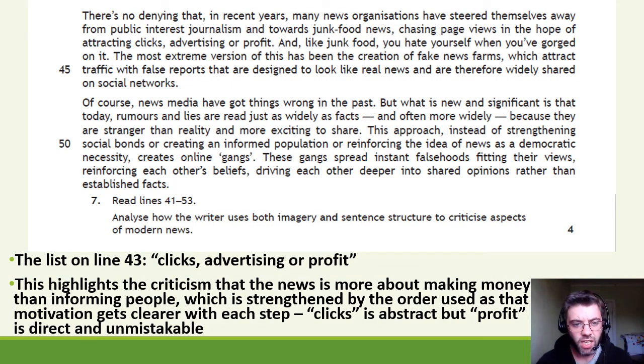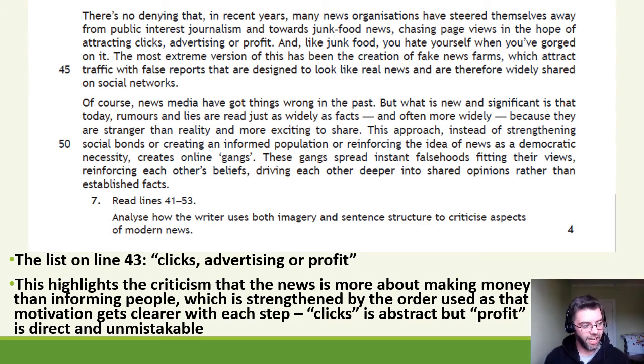This one is also the use of a list, but a different kind of thing this time. So I deliberately picked 2 list ones here, one big and long and one very short and snappy. What this one's doing is highlighting that particular criticism that news is all about money. But the way this has been done, and particularly the structure of it, is particularly effective for that, because the fact that it goes from clicks to advertising to profit makes it build up as we go through it.